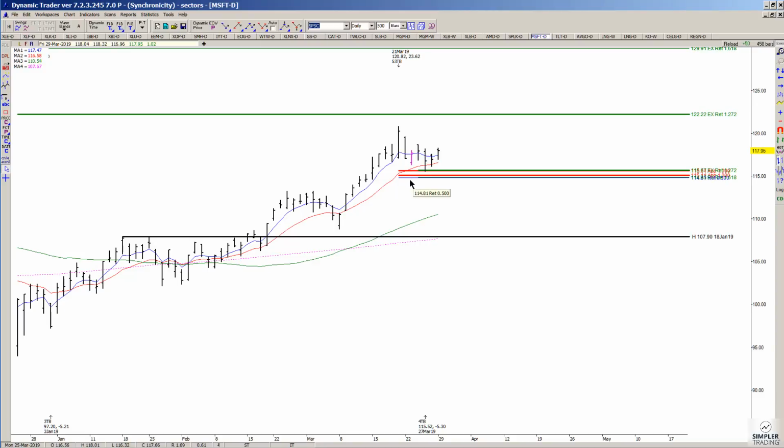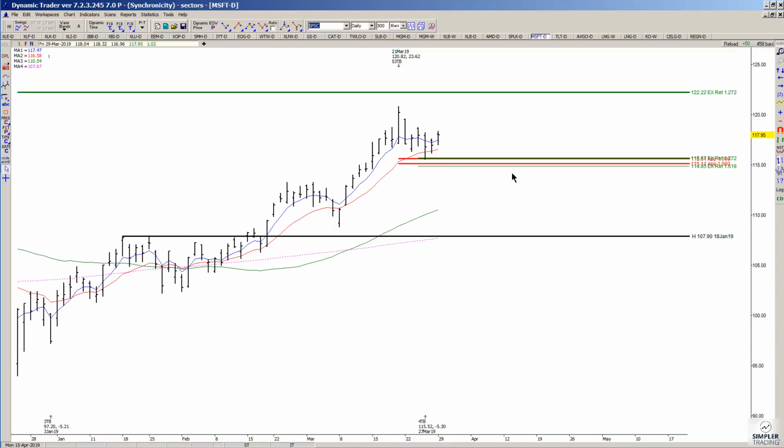Let's just get rid of this one here so you can see this a little bit better. So right now you could be long, or look at the buy side, look at intraday pullbacks to get involved, as long as price holds above this 114.85 to 115.67 area.